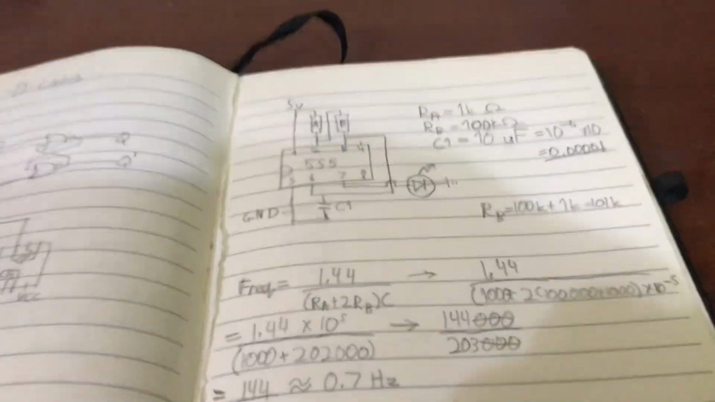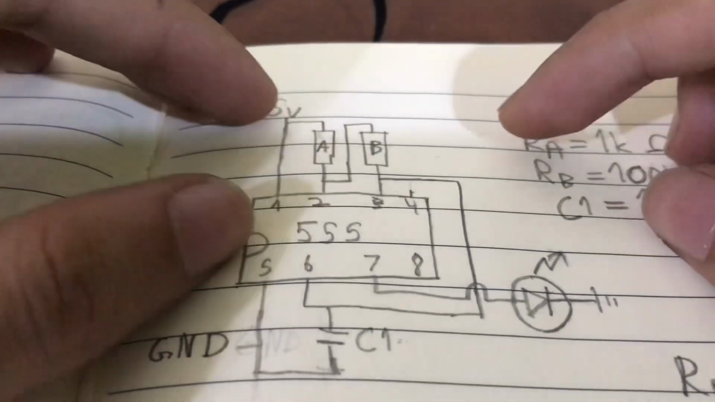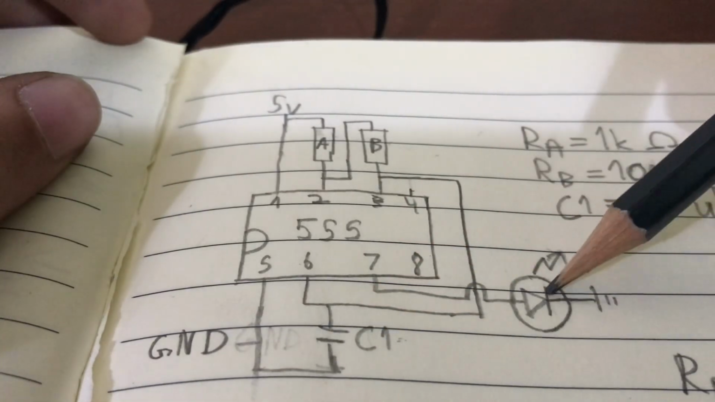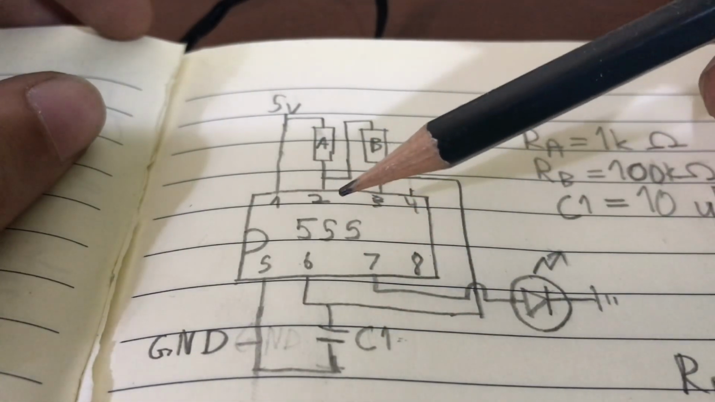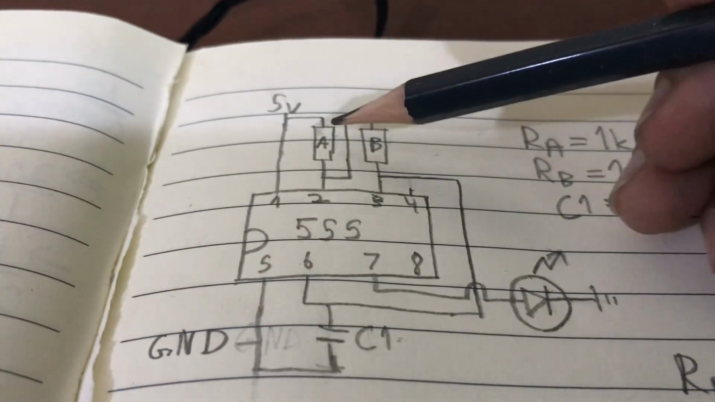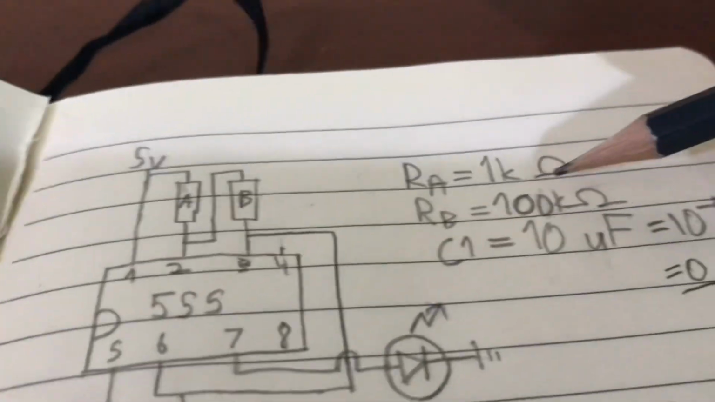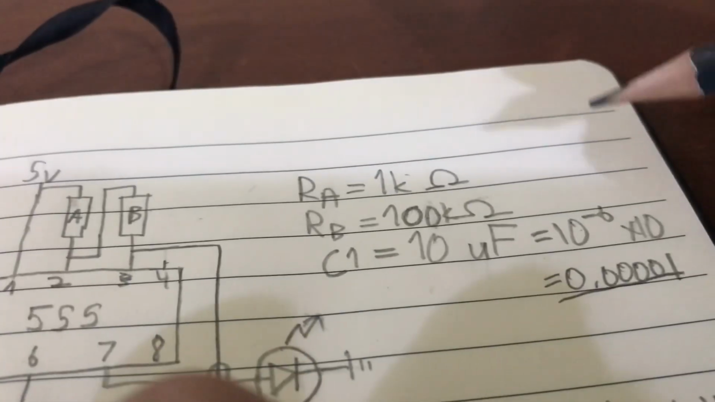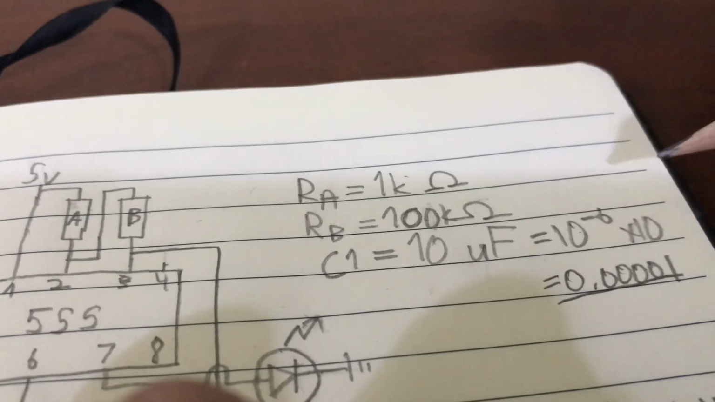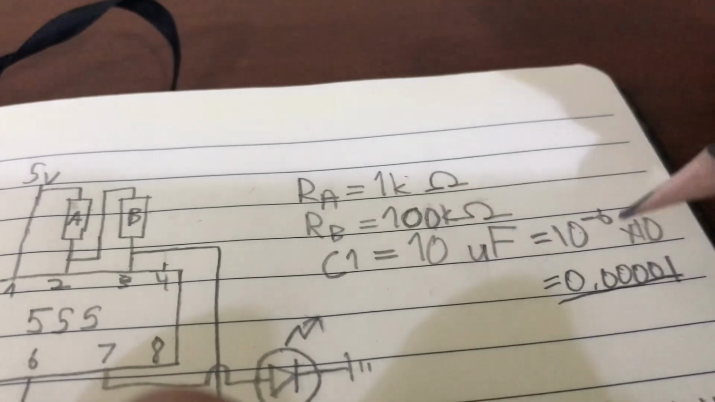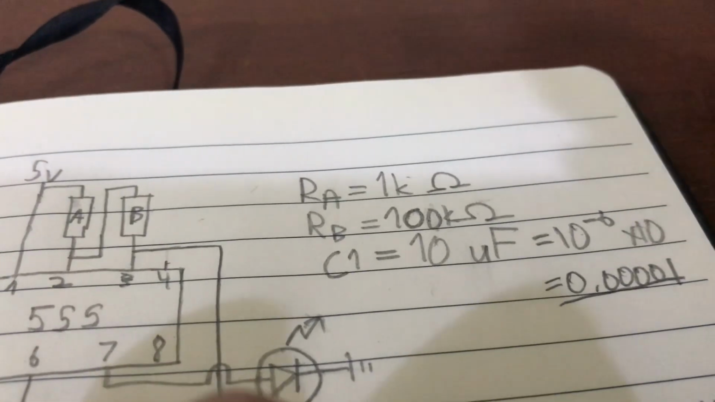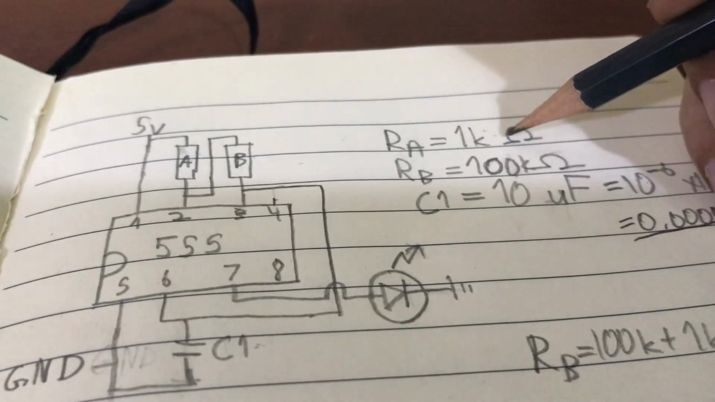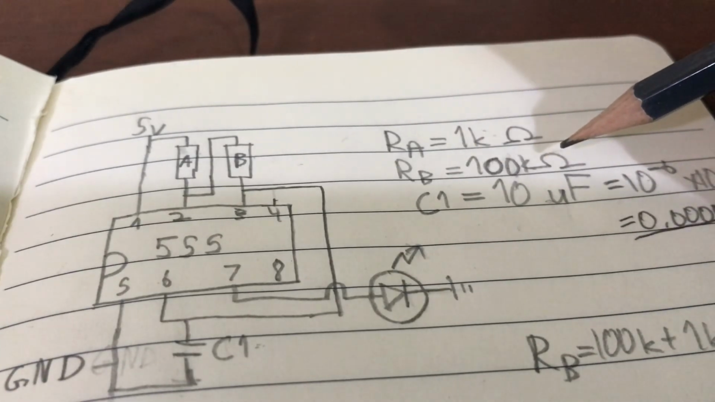Now here's the diagram for that circuit we just built. We have resistor A, resistor B, our capacitor, our LED, and obviously the timer chip itself. The values of resistor A and B are written over here, as well as the value for C1. Now this µF thing means 10 to the minus 6, or 1 millionth. So if you multiply that by 10, you get this, and this is called picofarad. So yeah, resistor A is 1 kilo ohm, resistor B is 100 kilo ohms.